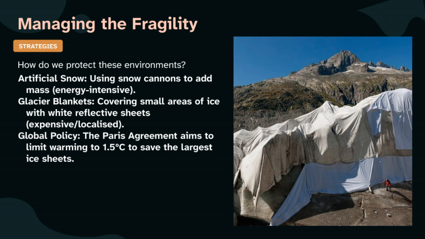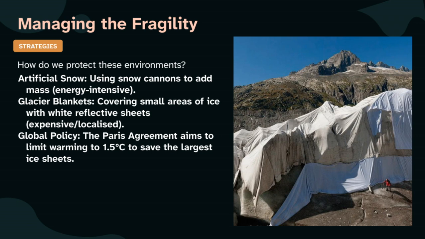The second strategy is glacier blankets. These are reflective white sheets placed over parts of the ice. The idea is to reflect sunlight and reduce melting. This can work on a small scale, for example around ski resorts or tourist ice caves. But it is expensive and only protects limited areas. You cannot realistically cover an entire glacier or ice sheet with blankets.